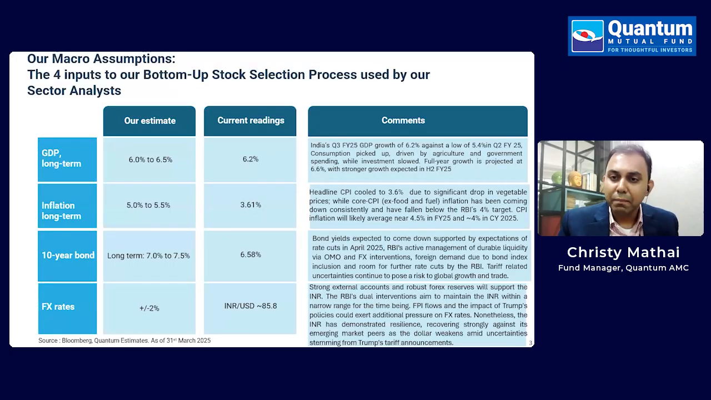So what are the key macro assumptions that go behind stock selection? We are largely bottom up in terms of our portfolio construction and stock selection, but we require a few inputs on the key macro drivers on which the companies would perform. We use probably four macro themes. One of them is the long-term GDP growth. The long-term real GDP growth for India has hovered around 6 to 6.5 for a very long period of time, so we do not think that will change.